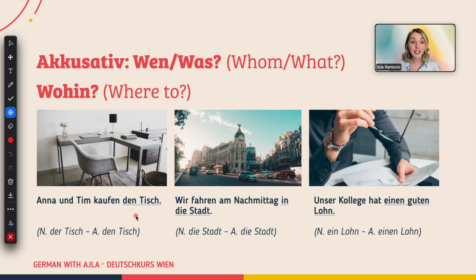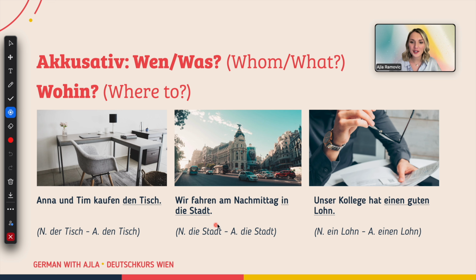Therefore, we also see changes in its form. We talked about this earlier, that from nominative to accusative, male nouns are experiencing a change, and we can see this here directly. In nominative, we would say der Tisch, because this is a masculine noun, but in accusative, since there is a change happening, we always say den Tisch. Anna und Tim kaufen den Tisch. Anna and Tim are buying the table.